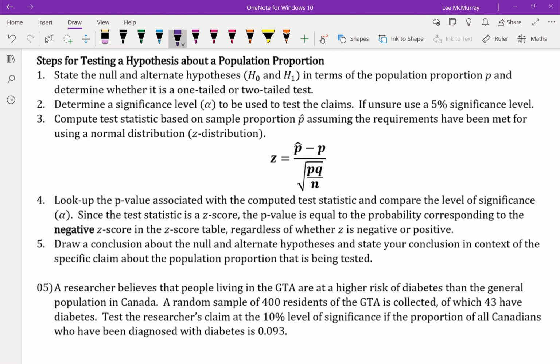Significance level alpha, again, 5% being the default if alpha isn't stated explicitly. Next, we're going to compute a test statistic based on a sample proportion p hat, assuming the requirements have been met for using normal distribution. So essentially, we have to make sure that the requirements are met, and then we can go ahead and use the z distribution using this formula. So again, we're going to use the z-score table for anything with a population proportion.